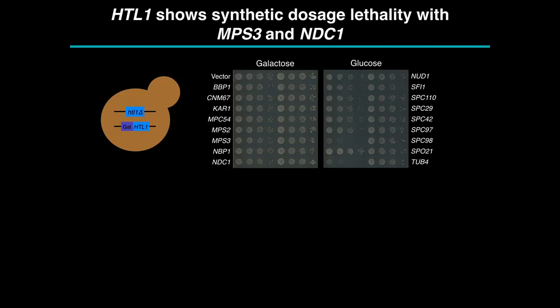So to try to understand the mechanism of how the RSC complex is influencing spindle pole body duplication, we got a hint when we did a synthetic dosage lethality screen. In this assay, I have the HTL1 shutoff strain, and I've expressed a high copy number plasmid containing each of the indicated spindle pole body components listed. In galactose, we see that all of the strains grow similarly.